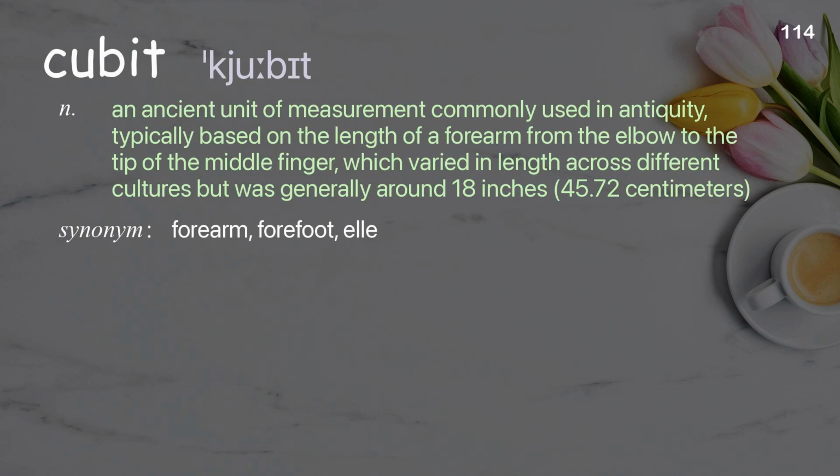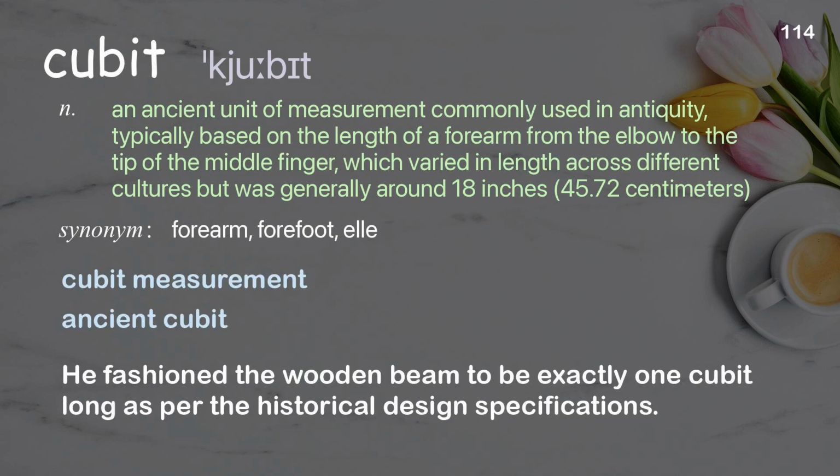Cubit. An ancient unit of measurement commonly used in antiquity, typically based on the length of a forearm from the elbow to the tip of the middle finger, which varied in length across different cultures but was generally around 18 inches, 45.72 centimeters. Examples: Cubit measurement. Ancient cubit. He fashioned the wooden beam to be exactly 1 cubit long as per the historical design specifications.